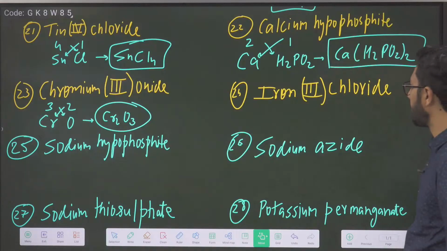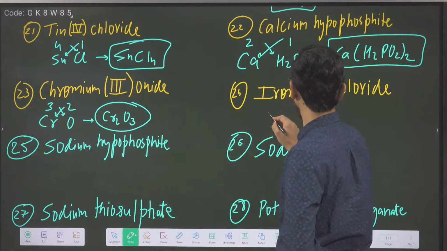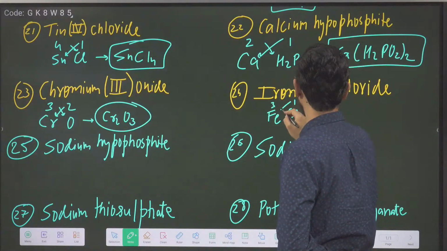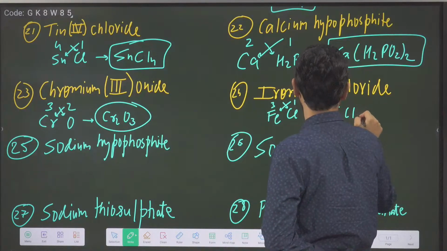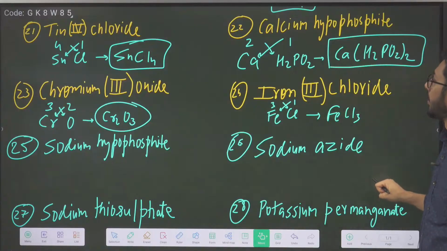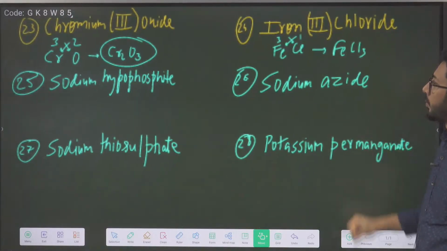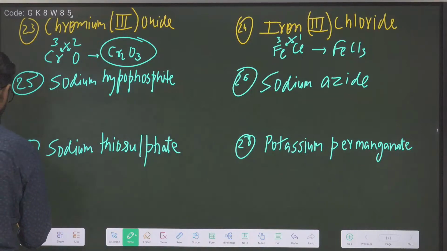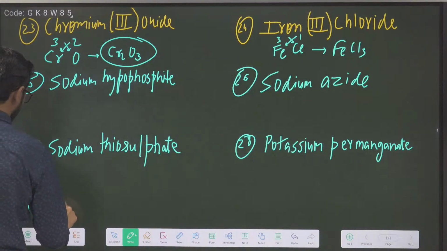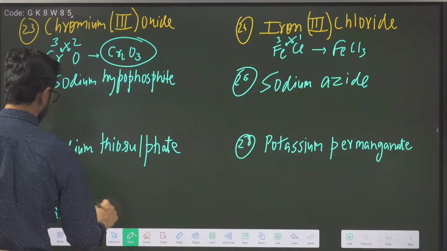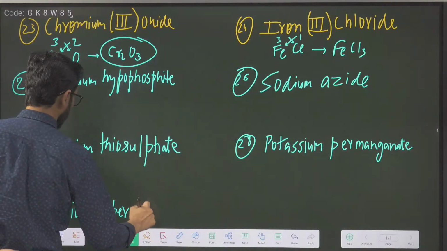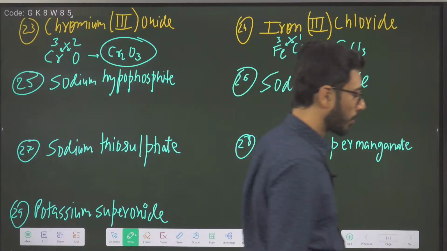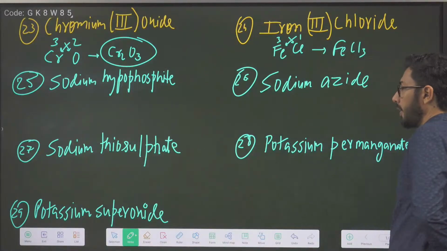Up to 24. Any point you want to ask? Fe3Cl1. It is criss-cross method. FeCl3. Up to 23.